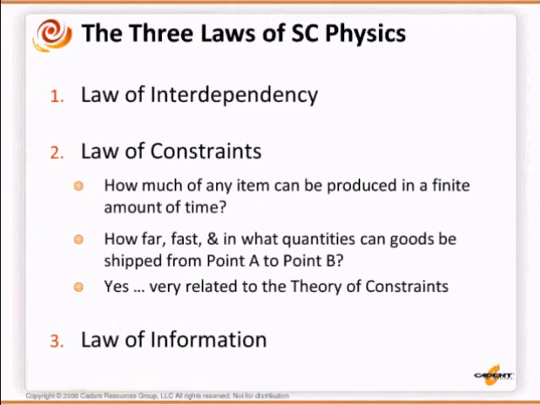The law of constraints says that at any given time, you can take a snapshot of your supply chain and there are limits. What are the constraints that you have to deal with? There's a finite amount of goods that you can produce at any given time. There's a finite amount of goods that you can ship from point A to point B at any time. Yes, this is very related to, inspired by, the theory of constraints. But it basically says, if you're trying to move 50 containers of something from point A to point B, and you only have capacity to do two, that's the constraint that you're dealing with.